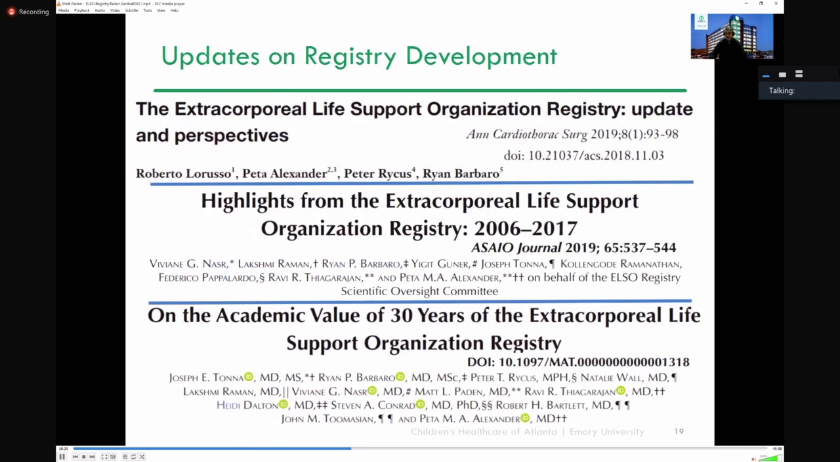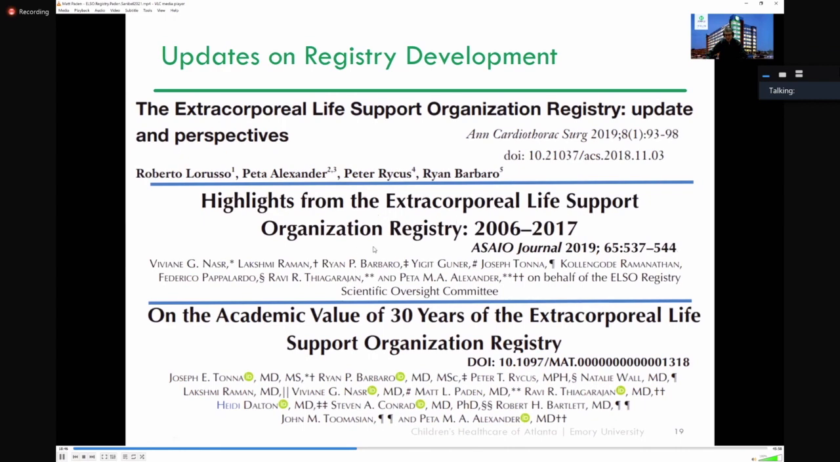Now, I could sit here and talk about updates on the ELSO registry over time for a long time, but I want to get to some of the other points in this. I would point out these three papers that talk about it. The first one talks about the importance of the value that the ELSO registry can bring.